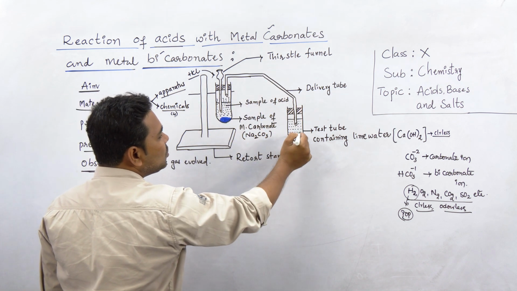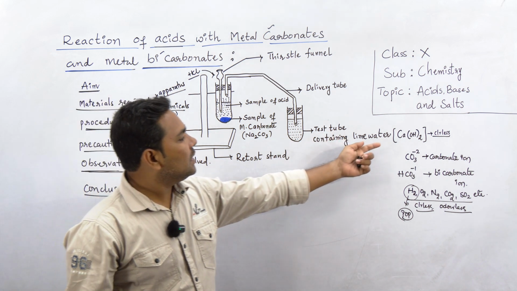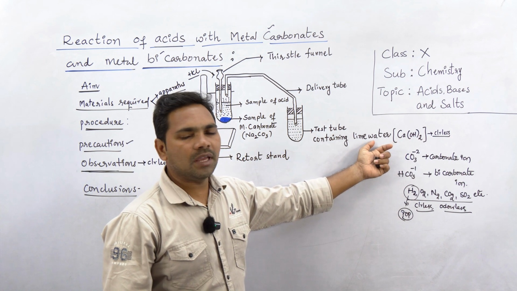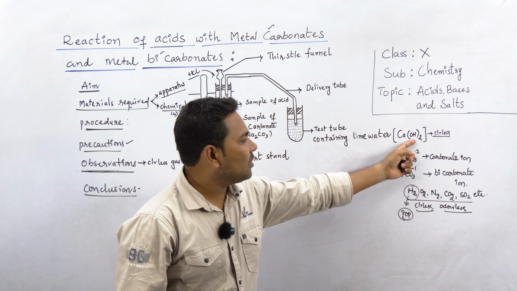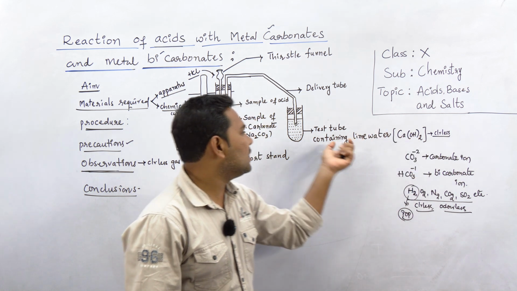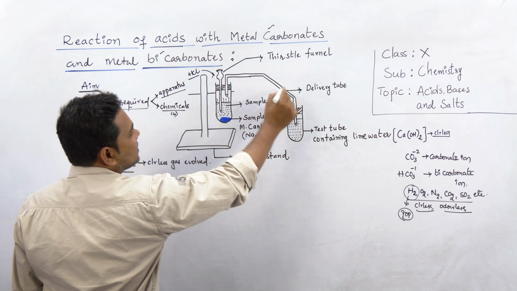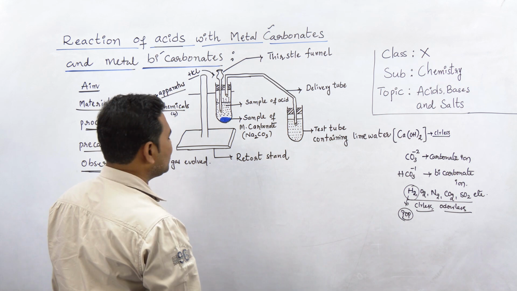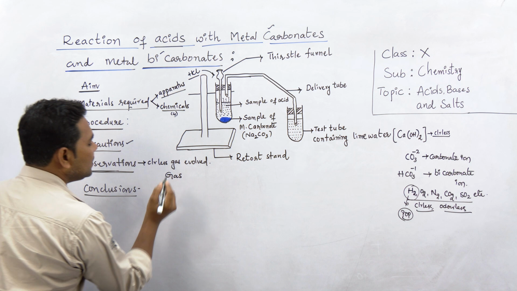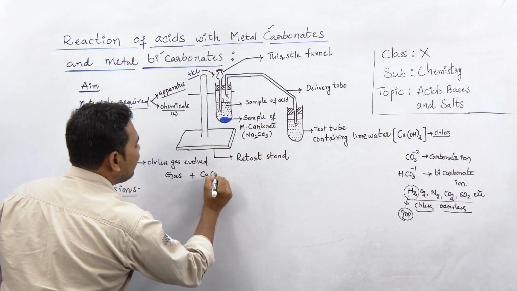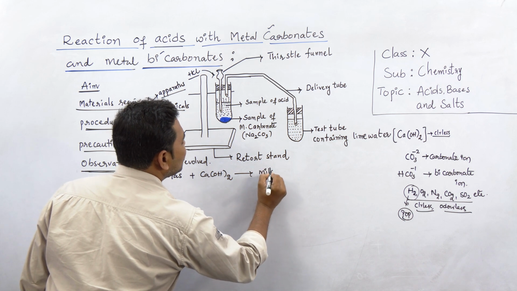from the delivery tube it comes to the test tube containing lime water. Lime water is written, its chemical name is calcium hydroxide. Its chemical formula is Ca(OH)2, which is a colorless solution, right? And now when the released gas reacts with this calcium hydroxide, I'll write the released gas, whatever, we do not know the gas released.